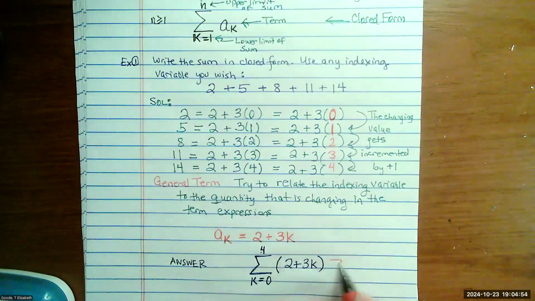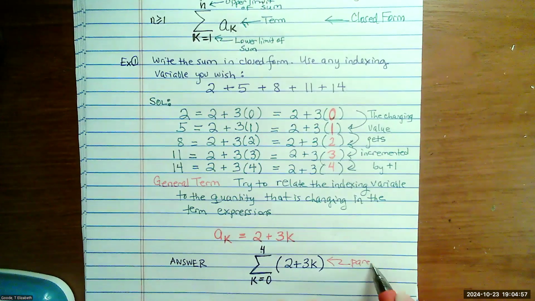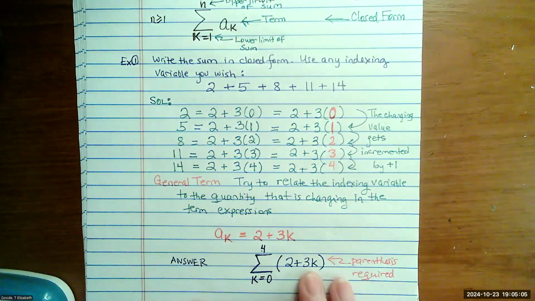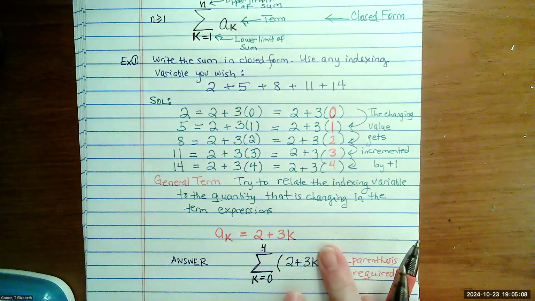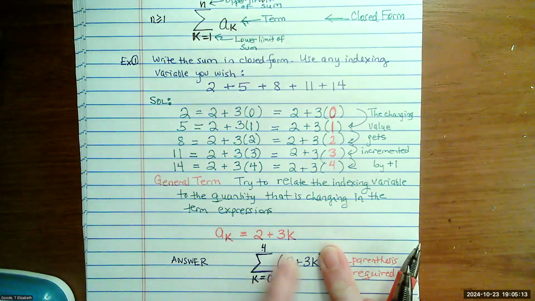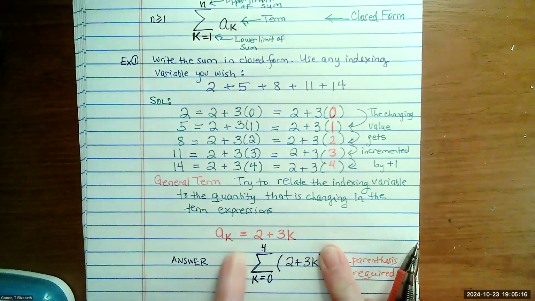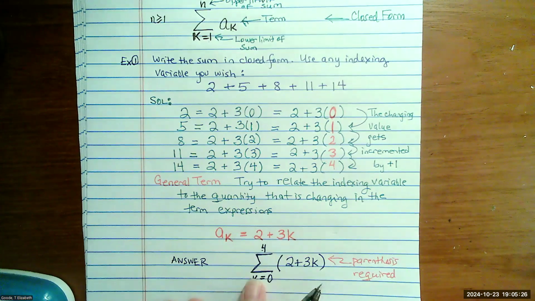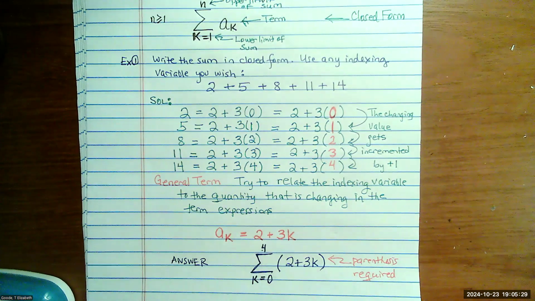Parentheses are required, okay? And I can explain to you why if it's not exactly clear. If we didn't have the parentheses, then only the 2 would be getting summed up. And in fact, there is no k in that. So it would just be 2 plus 2 plus 2 plus 2 plus 2, 5 times. And then the plus 3k would just be hanging off the end, and it wouldn't even get to change because it wasn't involved in the sum. See what I mean? So we do use parentheses. And that's the answer.